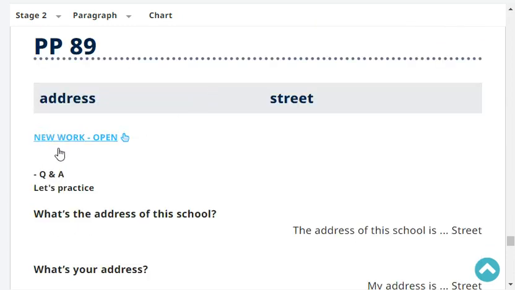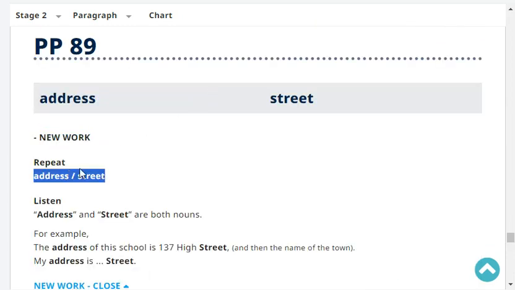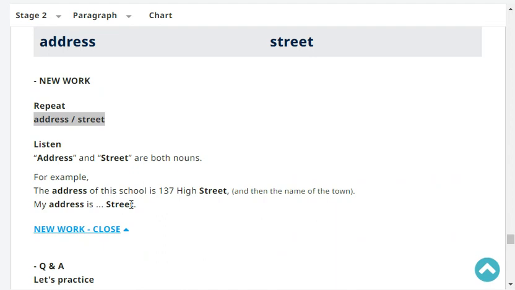Okay, next repeat. Address. Street. Very good. Listen. Address and street are both nouns. For example, the address of this school is 123 High Street. My address is ABC Street.